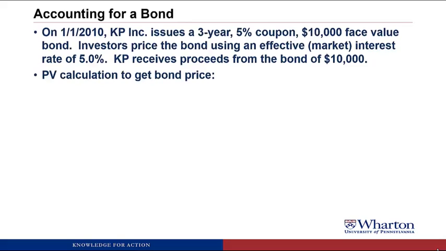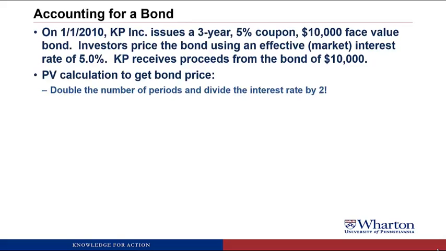Where do they get that from? Well, they do a present value calculation to get the bond price. So remember, we have to double the number of periods and divide the interest rate by 2.